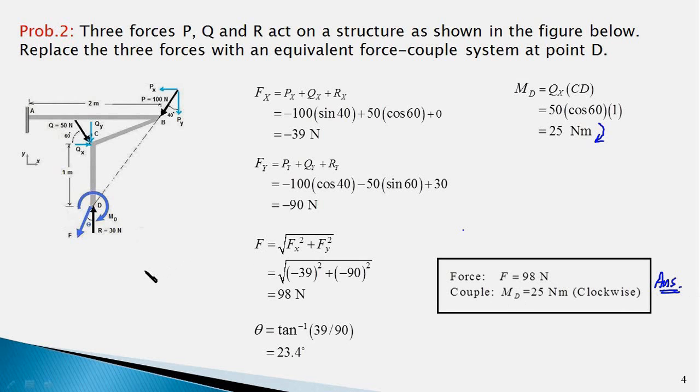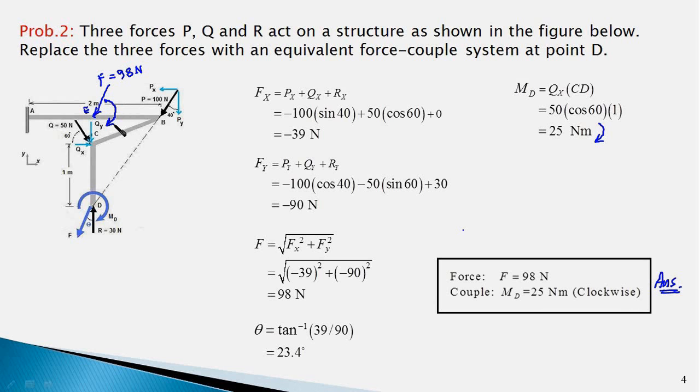Now I would like to share with you an important point which may be of help in solving some other problem. Suppose after having found this force-couple system at point D, you are required to find the force-couple system at point E, which is the center point of the section AB. The resultant force at point E would be the same as the resultant at point D, that is, this force F would be again equal to 98 Newtons, making an angle 23.4 degrees with the vertical.